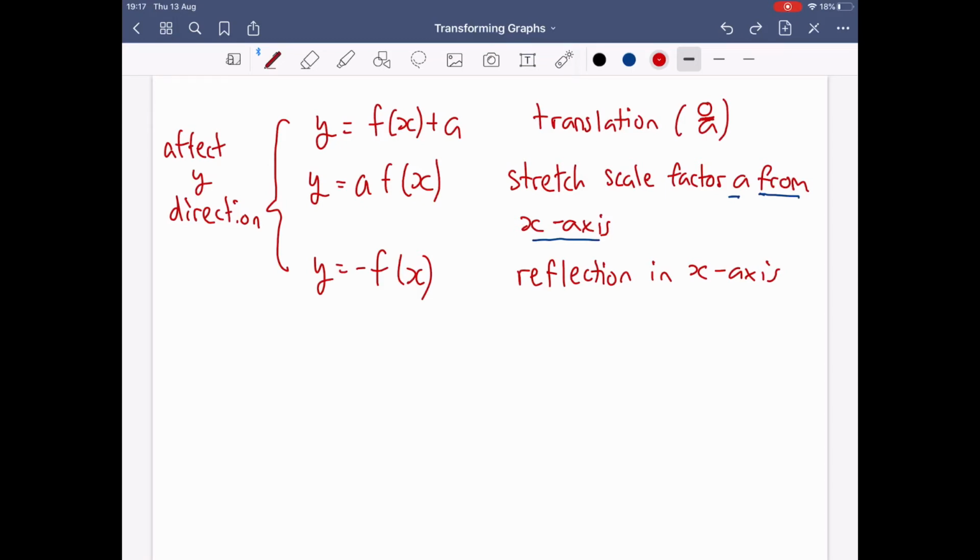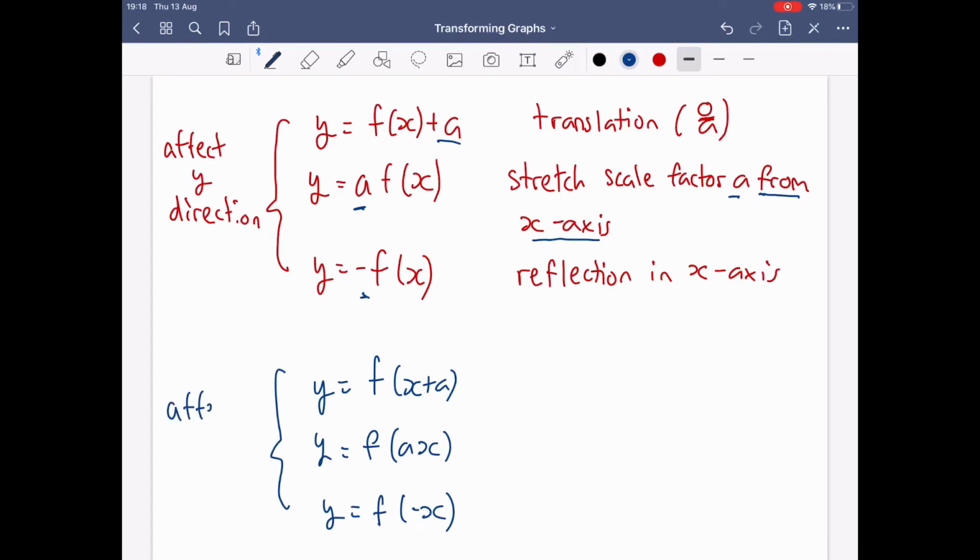So all of these affect the y direction, and the second set you have to learn affect the x direction. The difference is that everything you had here, so plus a, a times, minus 1, this moves inside of the bracket. So y equals f of x plus a, y equals f of ax, and y equals f of minus x. Everything gets moved inside the bracket, and this affects the x direction. It would be nice if it was just this easy, but obviously these would also have to change a little bit.